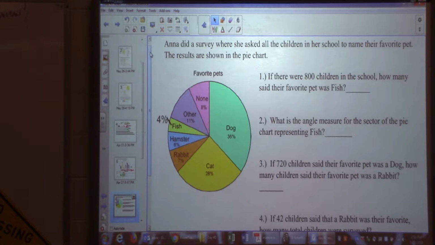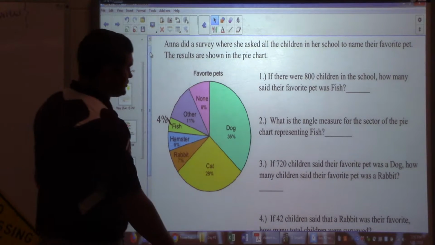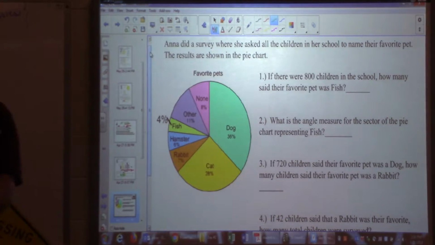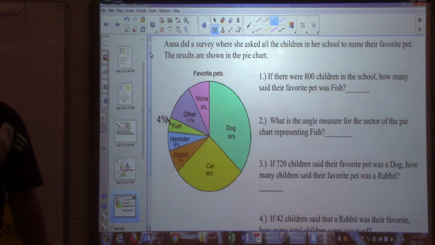Anna did a survey where she asked all the children in her school to name their favorite pet. The results are shown in the pie chart. If there were 800 children in the school, how many said their favorite pet was a fish? How do you figure that out? You just keep shouting these numbers at me. I don't know how to do it.